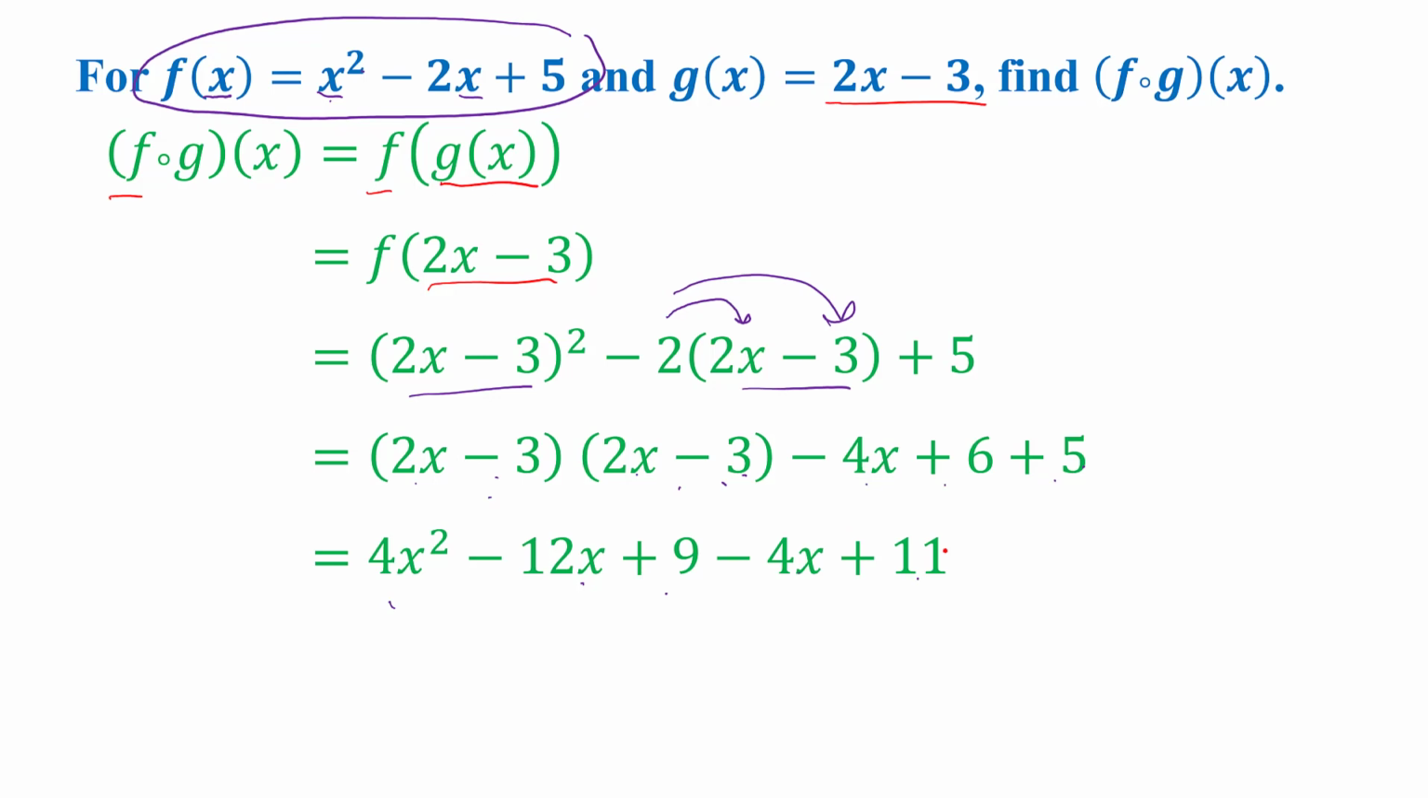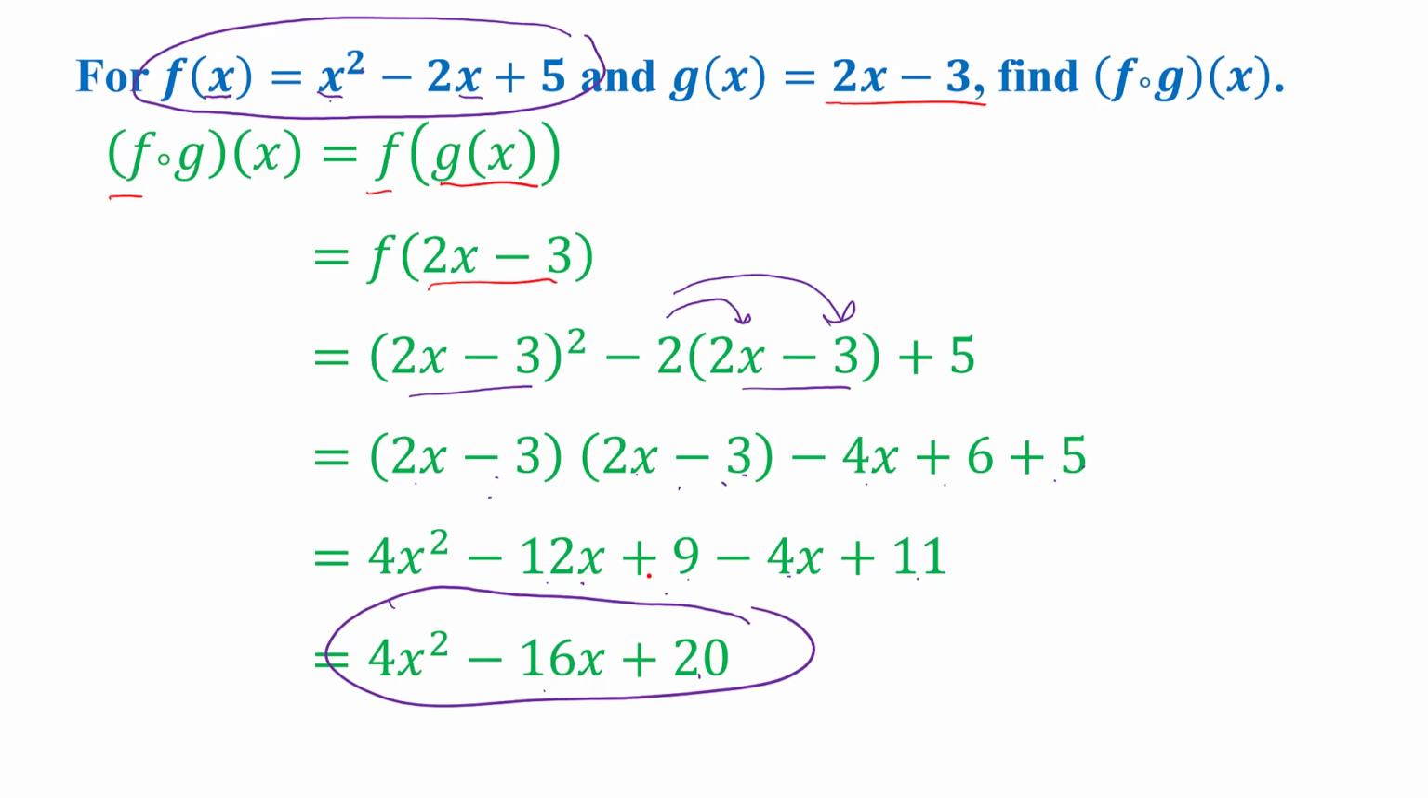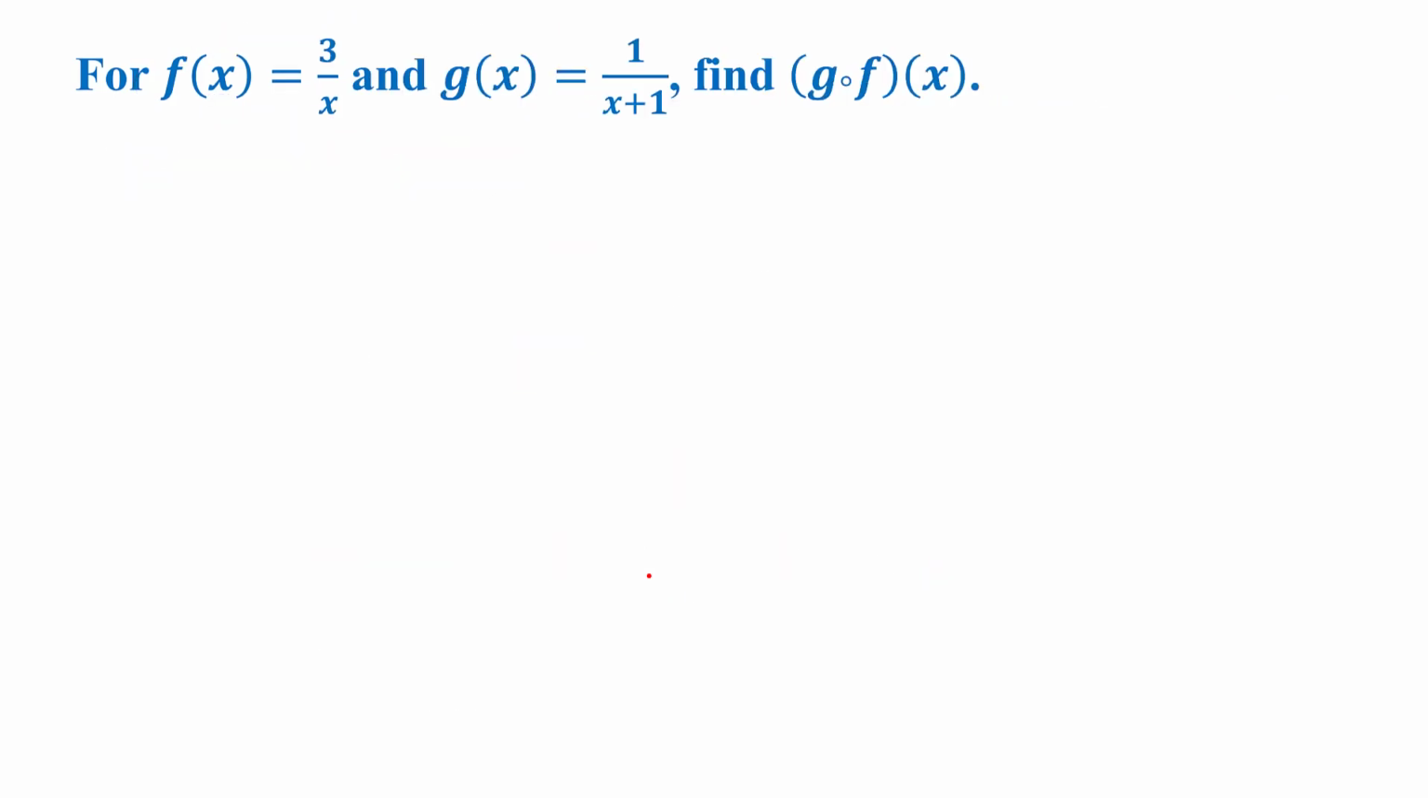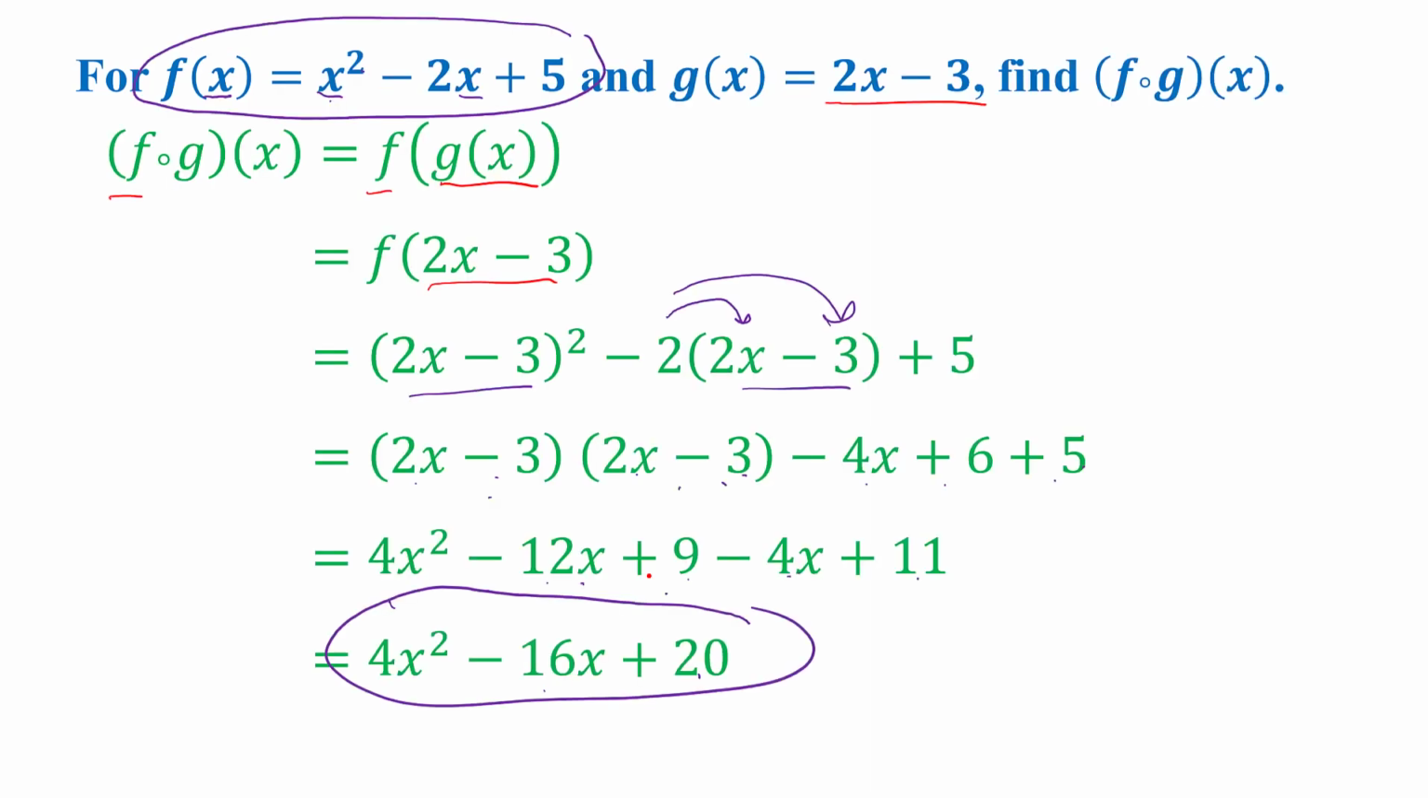It looks like we can simplify a bit more. Negative 12x minus 4x gives us minus 16x, plus 9 plus 11 gives us plus 20. And we have our simplified difference quotient here. Okay, now for f of x, oh, I said that wrong. We don't have a difference quotient. We have our simplified composition right here. f composed with g of x.